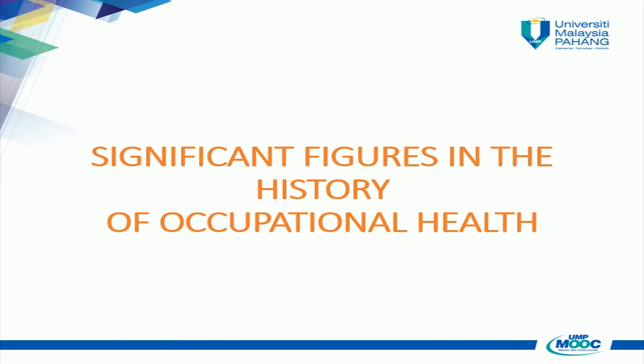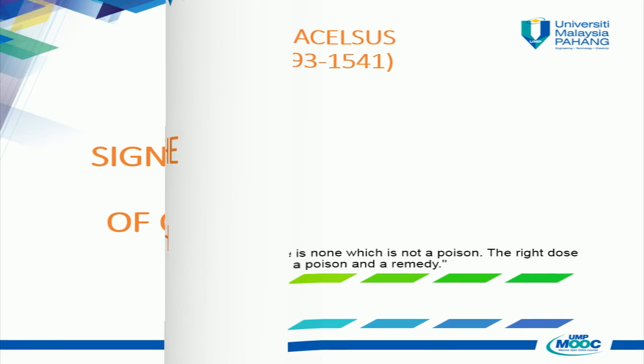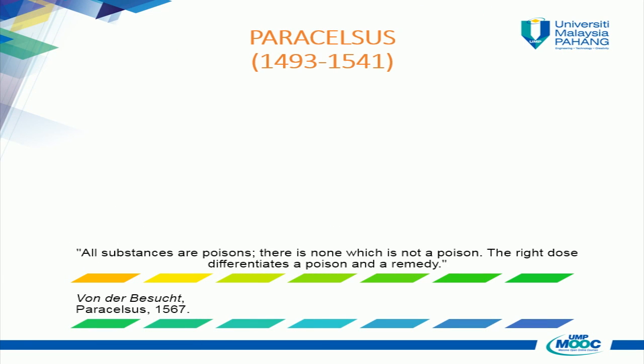Now, let's get to know several significant figures in history that made occupational health policy possible in the history of the Industrial Revolution. There are many of them, but we will focus on several that contributed particularly to the development of occupational health. Firstly, we will learn about Paracelsus.